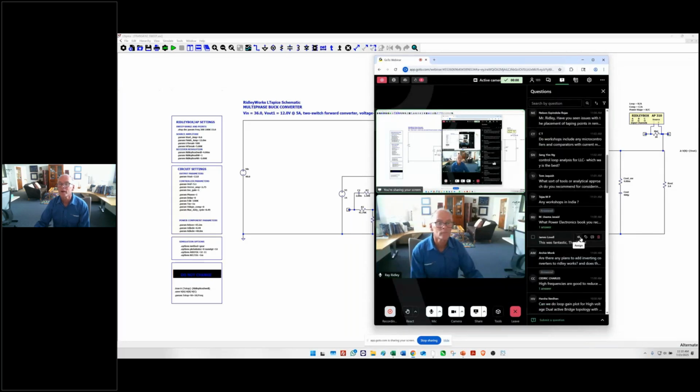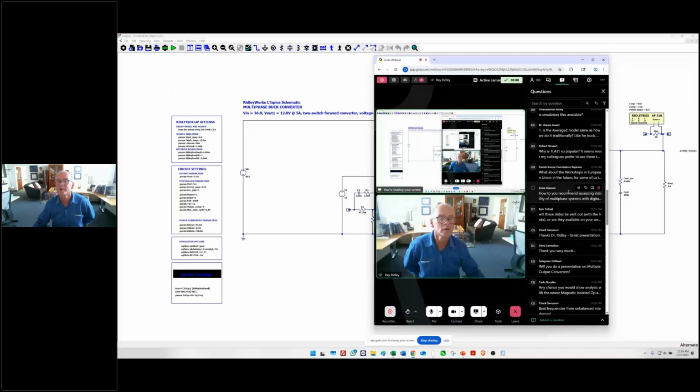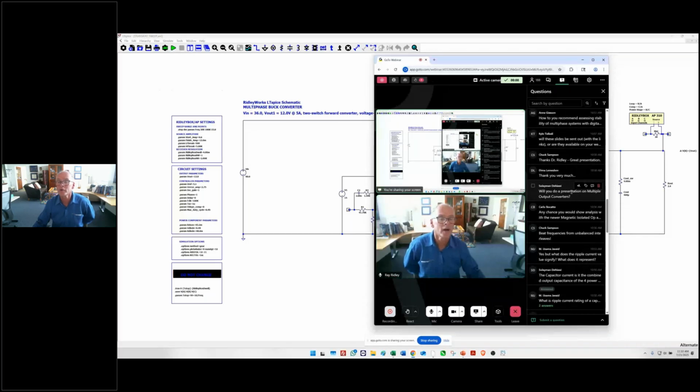Are there plans to add inverting converters to RidleyWorks? No, we're full on, just adding the things that we're doing. We're working so hard on it all the time. If everybody in the world bought a copy of RidleyWorks, absolutely, we would make it do everything. Such is the world these days that everybody wants LTspice because it's free. And so, you know, the more people buy it, the more we will put in there.